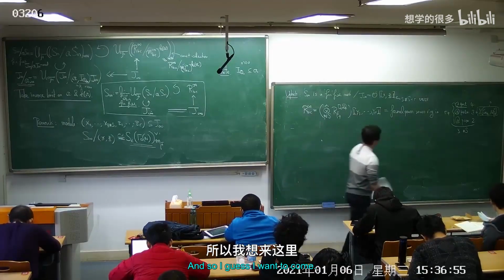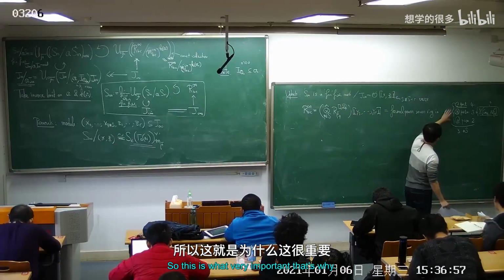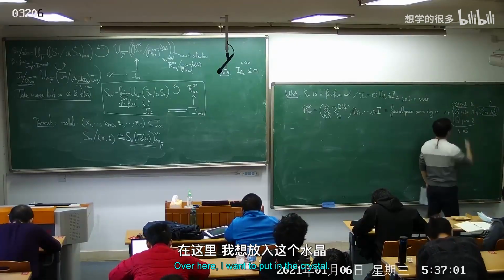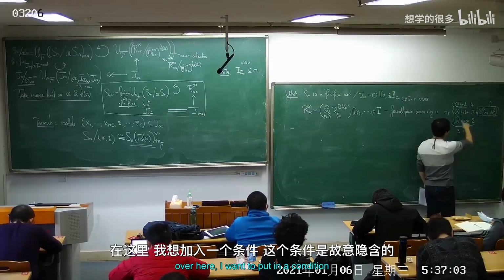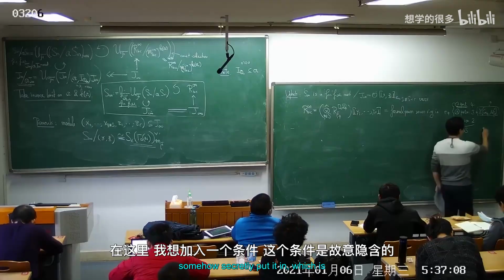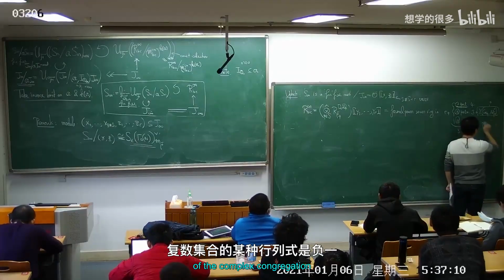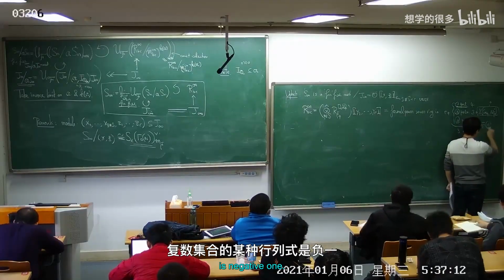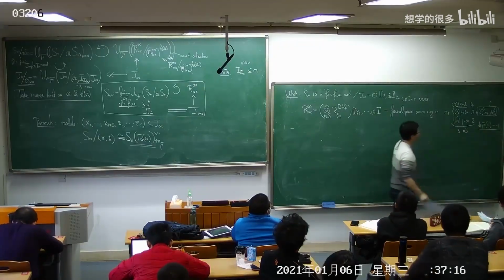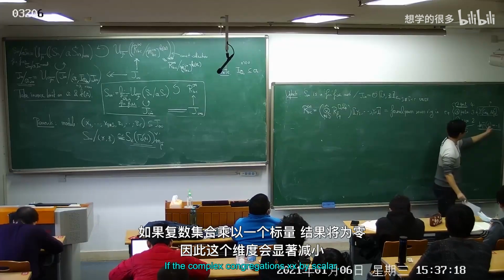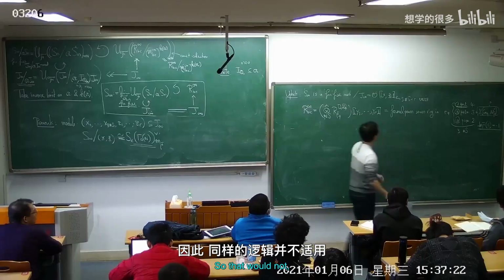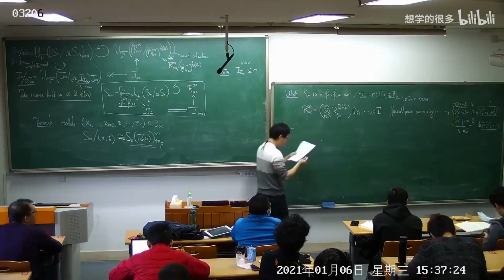And somehow I guess I want to comment. So this is very important, that over here I want to put in a crystalline condition, and over here I want to put in a condition somehow secretly put in, which is sort of determinant of the complex conjugation is -1. Odd condition makes it that this dimension is 2. If the complex conjugation is a scalar, then it's going to be 0, so this dimension will be much smaller. So the same argument will not work.